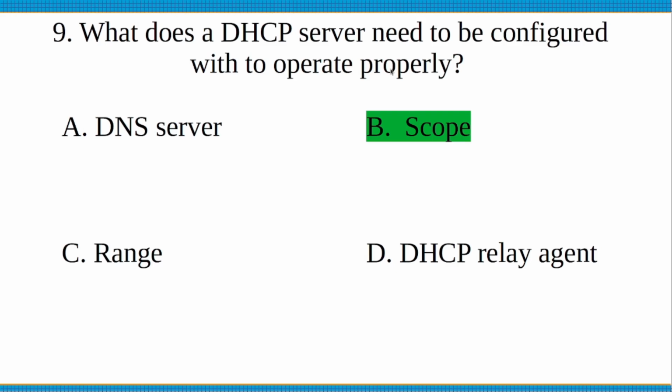The answer here is scope. So every DHCP server needs to have a scope, which is the range of addresses available to clients, as well as other options that it can give to client computers. A DHCP server can provide clients with the address of a DNS server. There is no DHCP range.